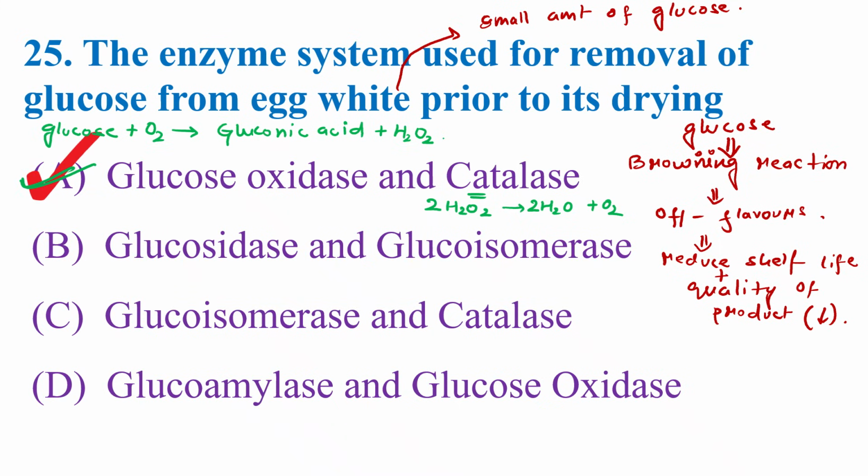Whereas glucosidase and glucoisomerase are used for carbohydrate modifications, and glucoisomerase and catalase convert the glucose to fructose, and glucoamylase and glucose oxidase are for the hydrolysis of the starch. So over here my correct option is option number A.